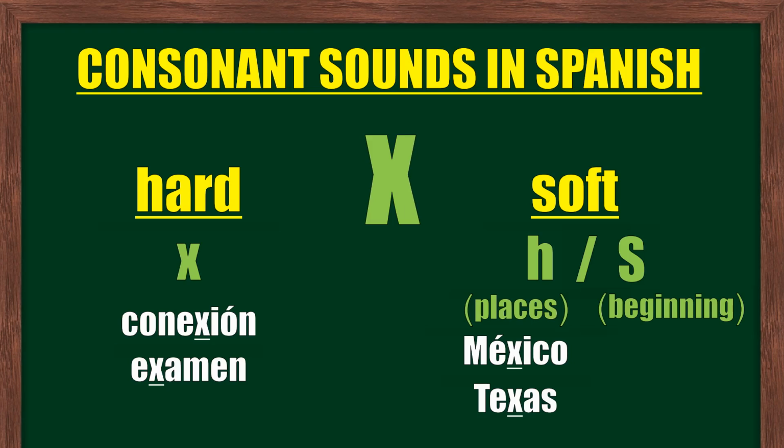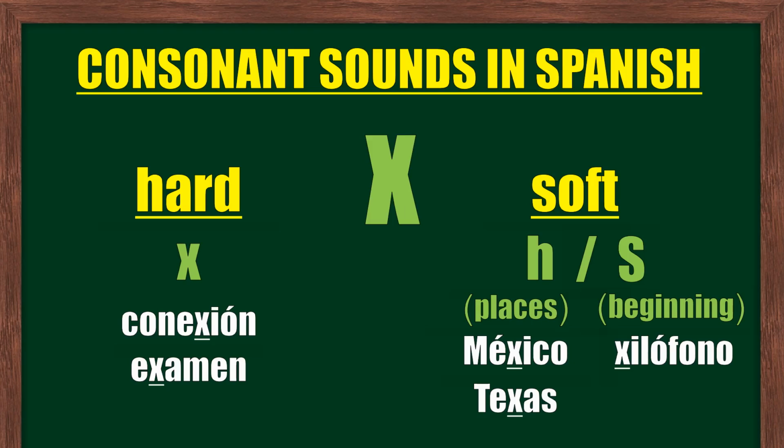But that's not all. There are a few words in Spanish that start with an X, and in those cases, the X is pronounced like an S, such as in xilófono, xylophone. In English, when an X comes at the beginning of a word, it's pronounced like a Z. In Spanish, it's pronounced like an S, xilófono.